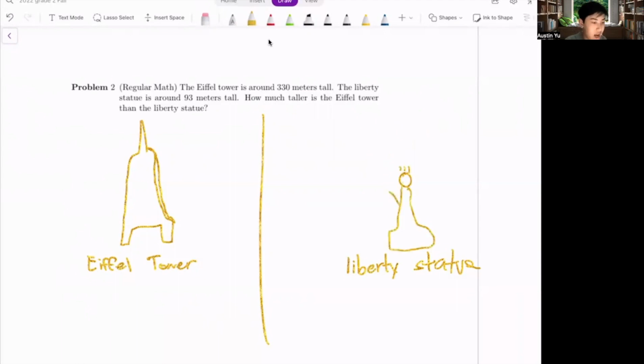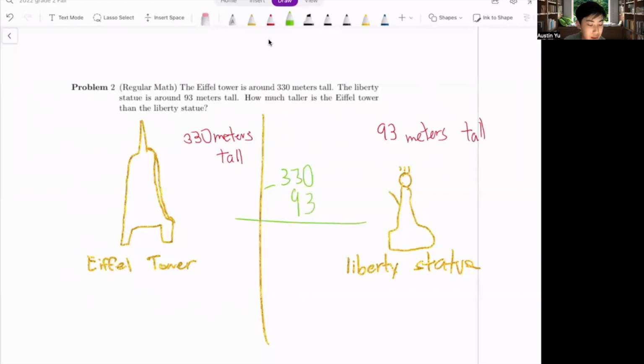All right, as we're given, the Eiffel Tower is about 330 meters tall, while the Liberty statue is 93 meters tall. And it's telling us how much taller is the Eiffel Tower. So obviously we need to subtract 93 from 330 and we write it in ladder method.